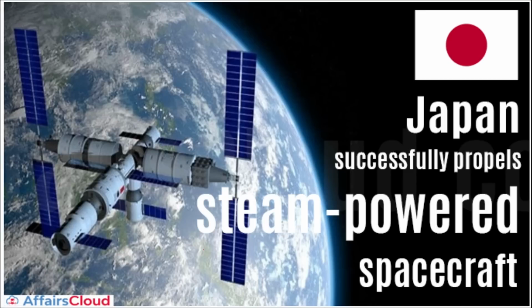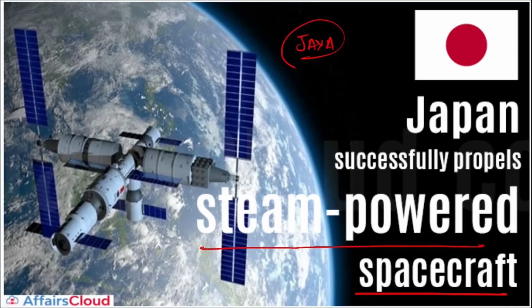Next is the steam powered spacecraft. This steam powered spacecraft was successfully launched by JAXA. All right, it is of JAXA, that is the space agency of Japan, and this JAXA launched this steam powered spacecraft. A question can be asked: a steam powered spacecraft was built by whom? It was built by the Japan Space Organization, that is JAXA.